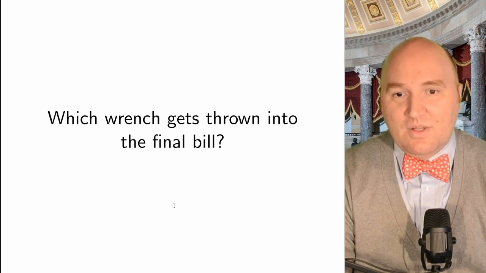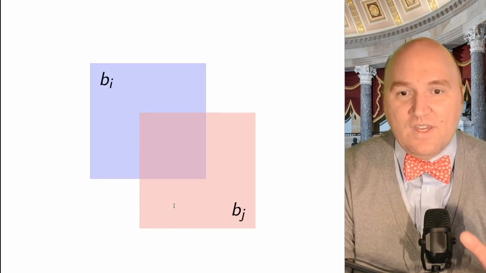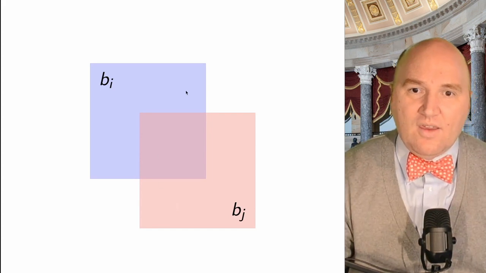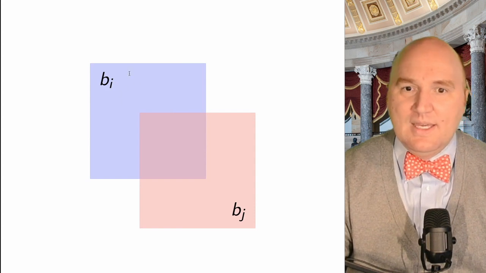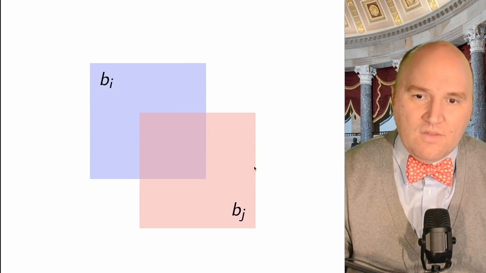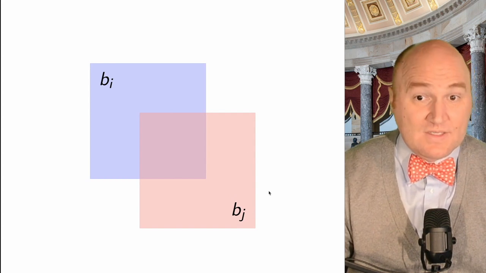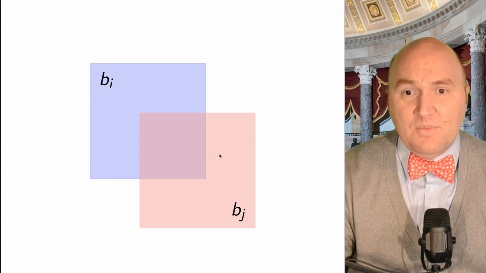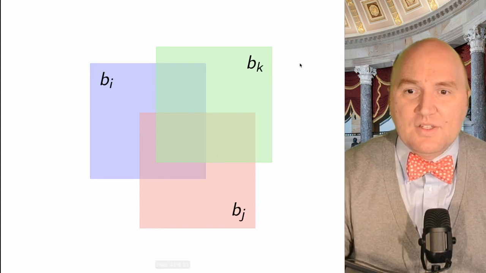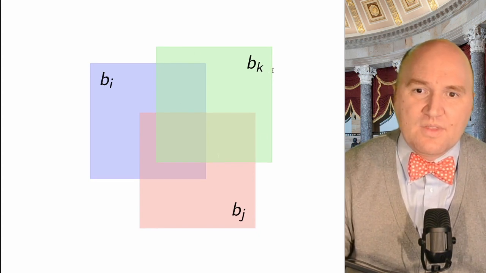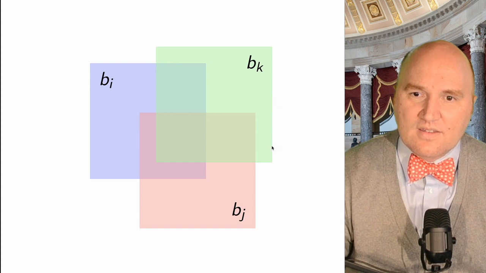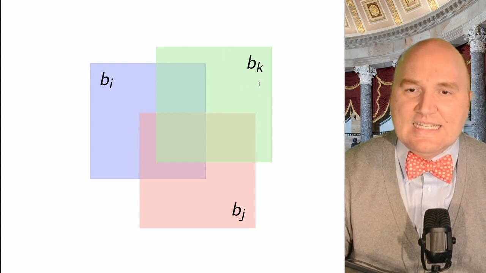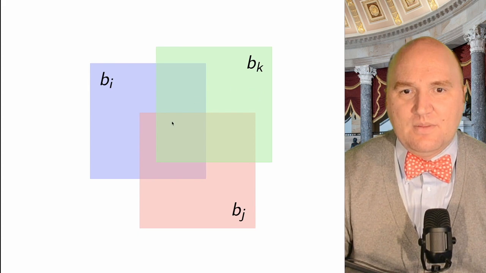Which wrench gets thrown into the final bill? Well, we're going to figure that out by looking at all of the text. Imagine all of the text for the House bill, or Chamber I's bill, is here in this blue square, and all of the text from Chamber J, or the Senate's bill, is in this red square. We look at those two and compare that to the final version of the bill, some third or final version. Now you can see this triggers a set of regions. This looks like a stealth bomber up here. This is language that is in neither the House nor the Senate version of the bill.